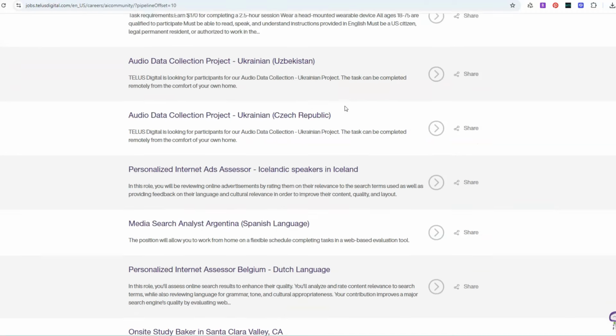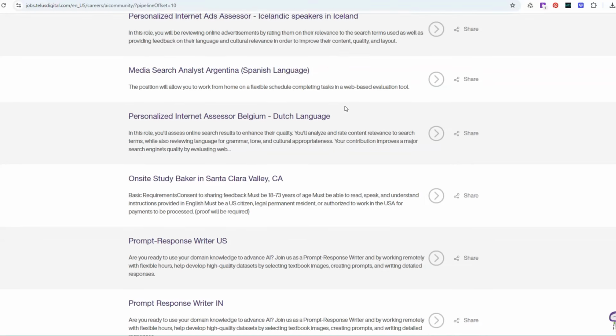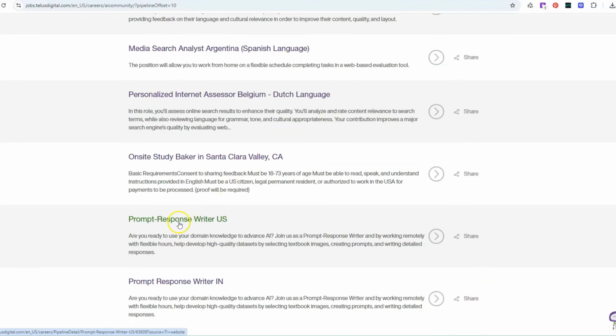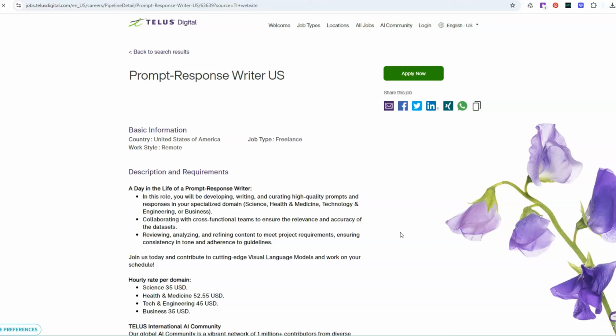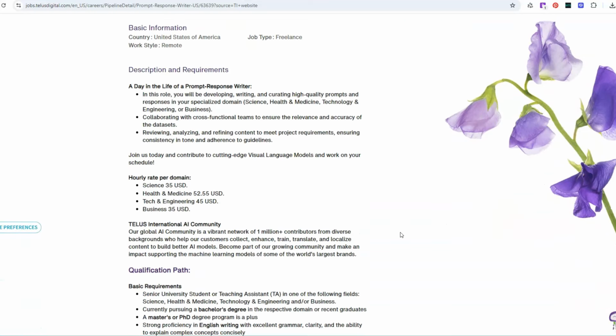So just make sure you check out for those and apply for those as well. They also need prompt writers to work from home. And these are jobs where you're going to be helping the AI generate accurate prompts here and curate those high quality prompts.